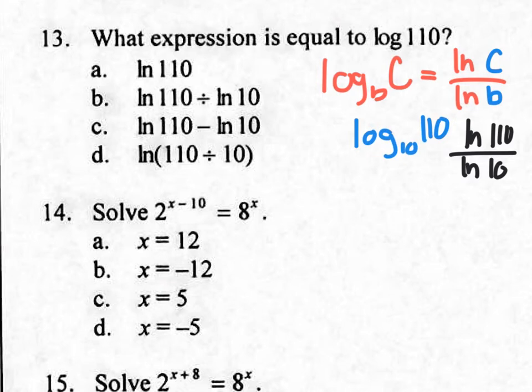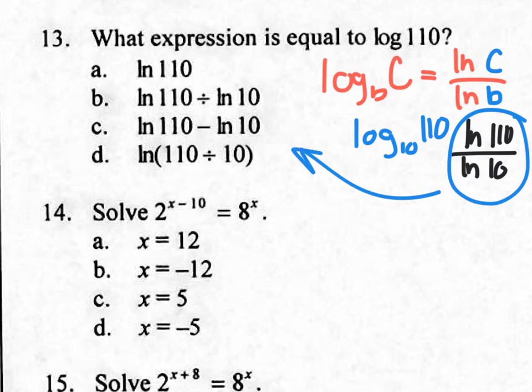Now, you're probably thinking, well, this answer doesn't look like any of these over here. Well, yeah, because it's written out horizontally instead of vertically. In other words, ln of 110 divided by ln of 10 is right here. It's just written side to side instead of on top of each other. So that's answer B. Now, apparently, number 13 is not repeated, so we have another question, 14, that we're going to jump to.